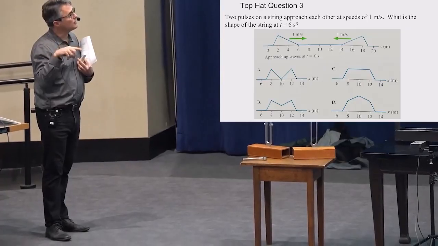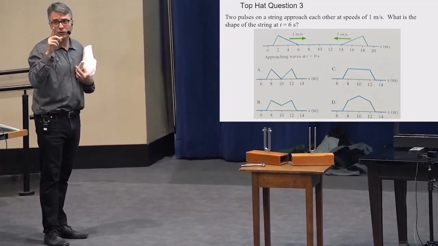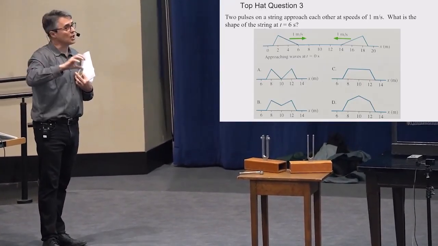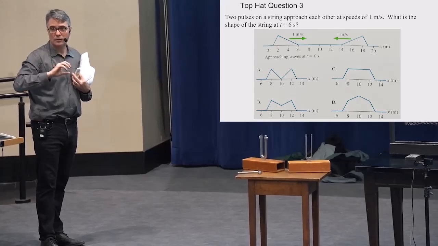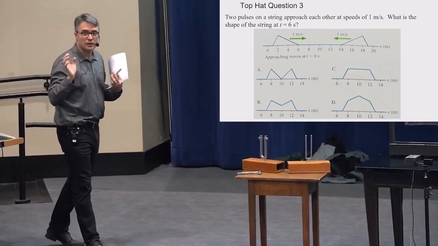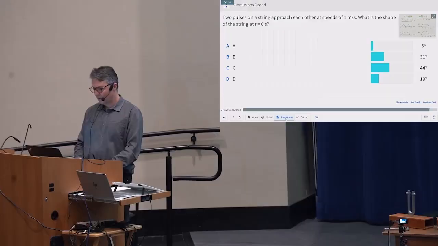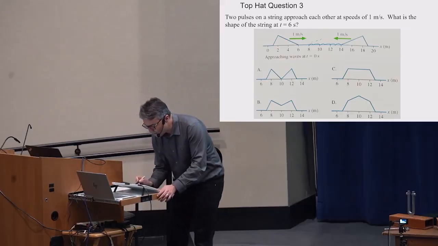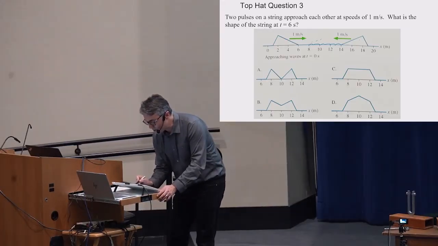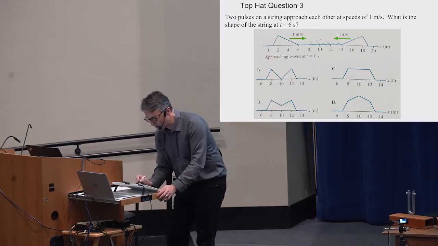And the instant for the top is t equals 0. And they're asking which of these choices, A, B, C, or D, would be what the string would look like at time t equals 6 seconds. Ooh, it's sort of a big mix. I thought C, so I tried to count 6 meters to the left for this pulse that's going to the left, and then 6 meters to the right for the pulse that's going to the right.